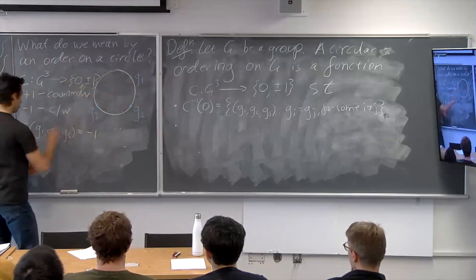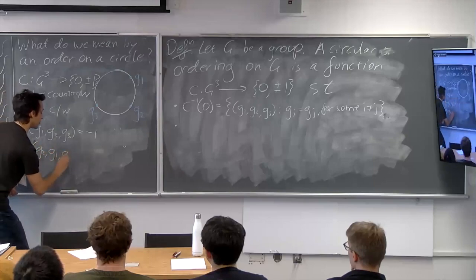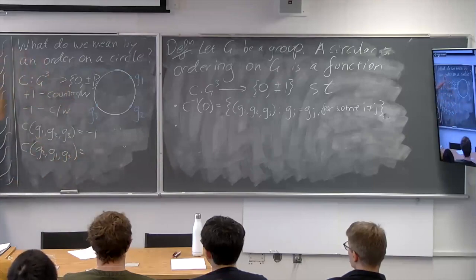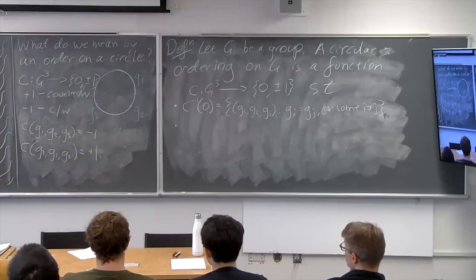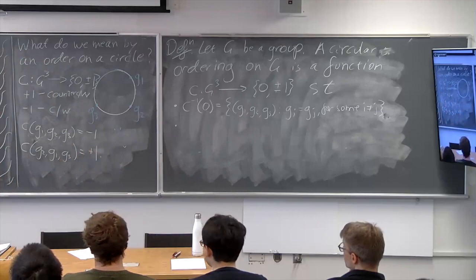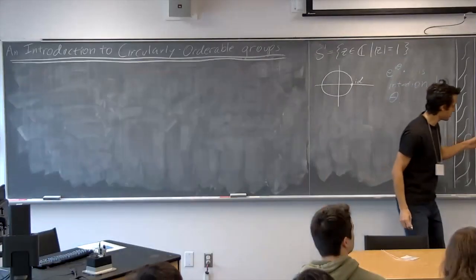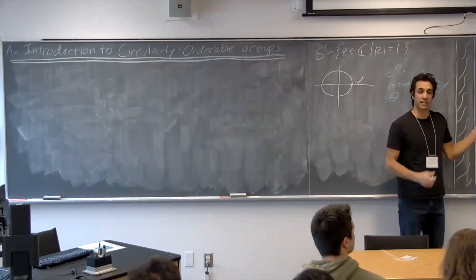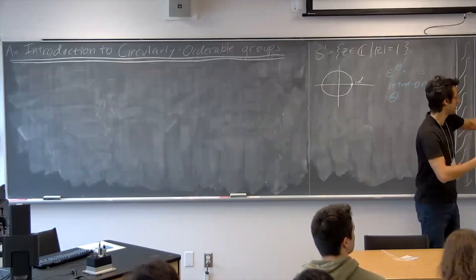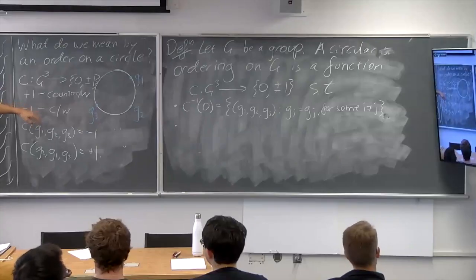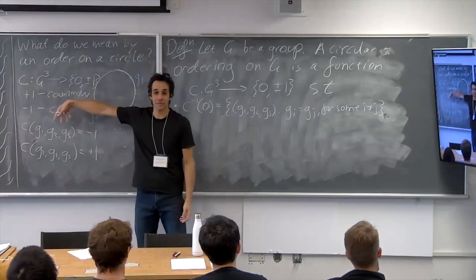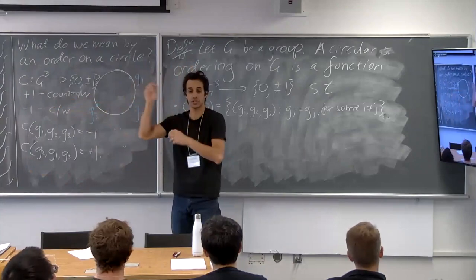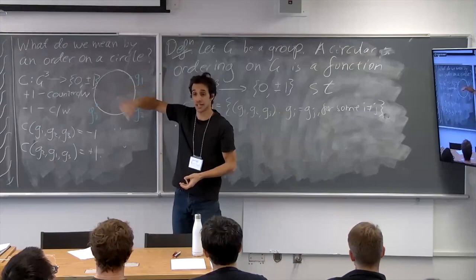But if I look at C of G2, G1, G3, that goes counterclockwise. We start at G2 and then go G1, G3. That goes counterclockwise, so I want that to be +1. So I'm going to move back and forth a bit. Sorry, Giacomo, and everyone online. This is hinting at some property that maybe I want from circular orderings: that the sign of the permutation matters. If I take a triple and permute it by an even permutation, I don't want the sign to change. A cyclic permutation shouldn't change the sign, but if I do a transposition, it should change the sign.